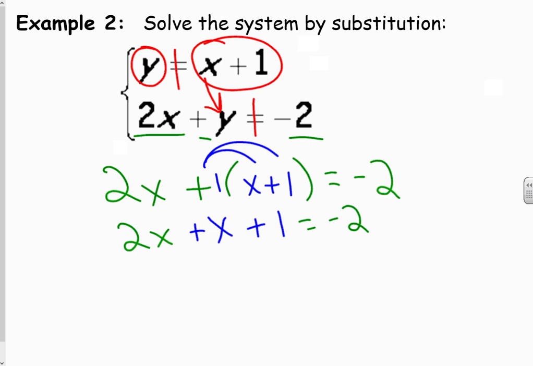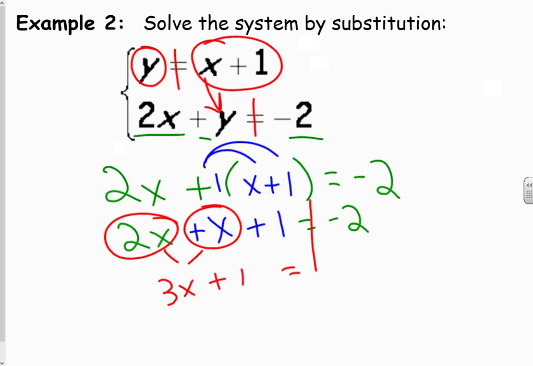I'm trying to solve for my one variable. I only have x terms, so that means I substituted correctly. Combining those together, I get 3x because they're on the same side of the equal sign. 1 equals -2.